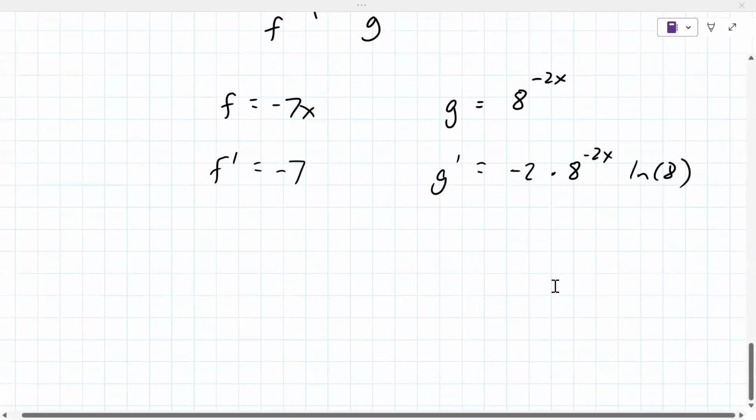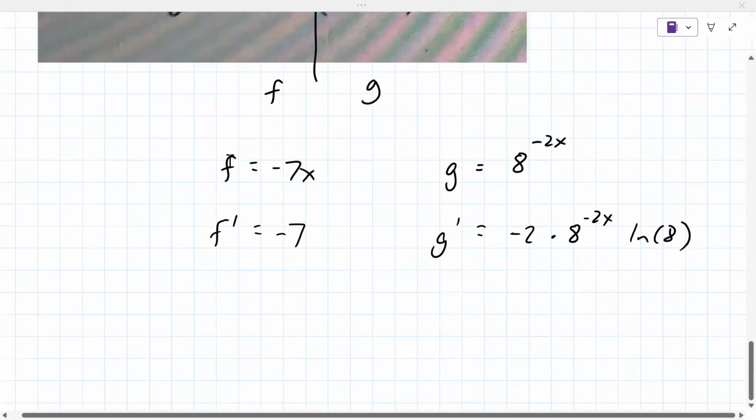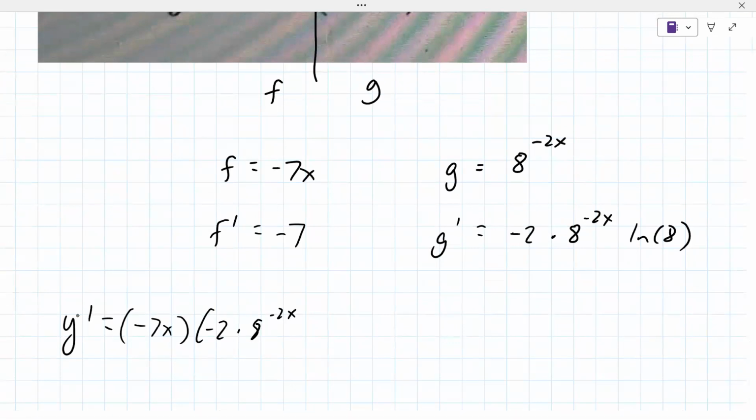All right, so that's good. So now the derivative, product rule is the derivative here. You've got to pair them up. So it's minus 7x times -2 times 8 to the minus 2x natural log of 8 plus -7 times 8 to the minus 2x.